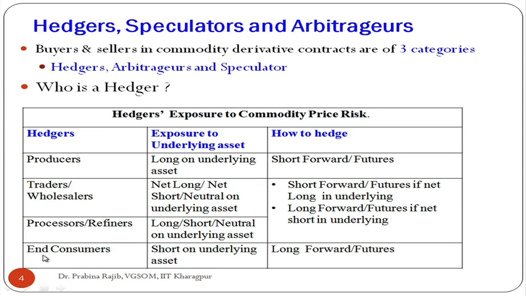So who is a hedger? Hedger could be a producer of a commodity, an end consumer of a commodity, or a trader or wholesaler or a processor or refiner. A producer is always long an asset, continuously producing the commodity, and what is the producer's fear? That price will go down. So, that producer will be able to mitigate the risk by entering into a short futures contract or long put option.